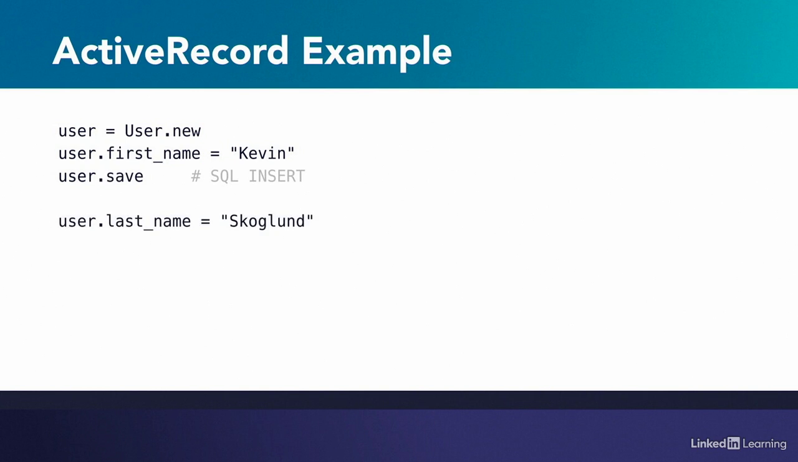Next, I can set the attribute last name equal to Skoglund. Then I can call user.save again. This time, instead of doing an insert statement, active record knows to do an SQL update statement, because active record keeps track of the fact that this object has already been stored in the database. So it not only constructs the SQL, it makes smart choices about the kind of SQL that it should write. And last, I call user.destroy, which writes an SQL delete statement that'll delete a row from the database.